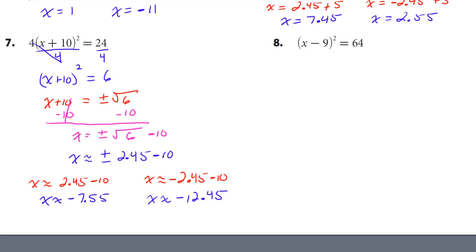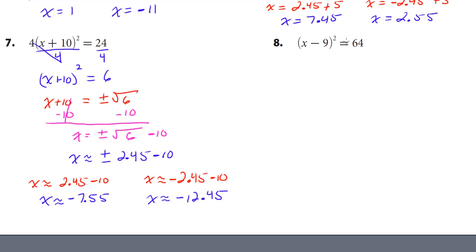My approximatelys look kind of ugly here, huh? So let me fix them a little bit. So real quick. All right, that may be a little bit better. Let's move on to number 8.